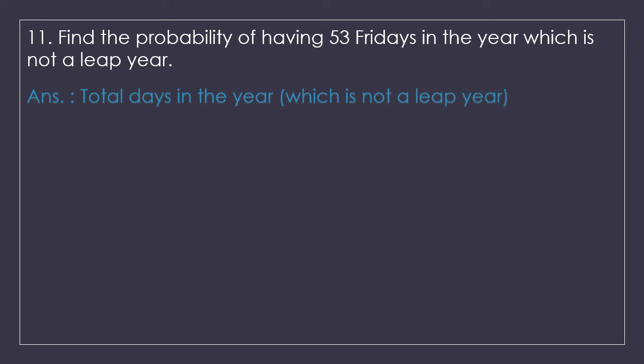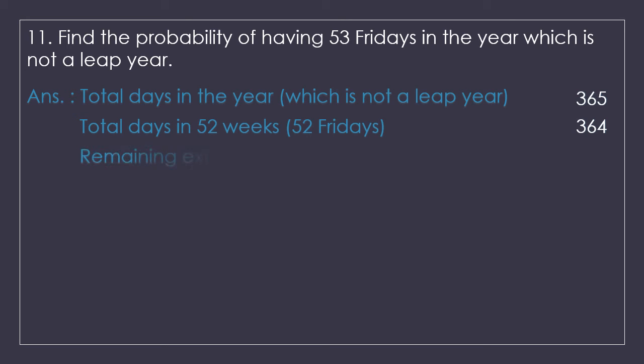Total days in the year which is not a leap year are 365, and any year has at least 52 weeks. That's a certain event. So total days in 52 weeks, each week with 7 days and 52 weeks, so just multiply them, you will get 364. Now 52 weeks, each week has one Friday, so 52 weeks will have 52 Fridays. So in a year, 365 days, 52 Fridays need 364 days. So the remaining extra day which we have with us is 1.